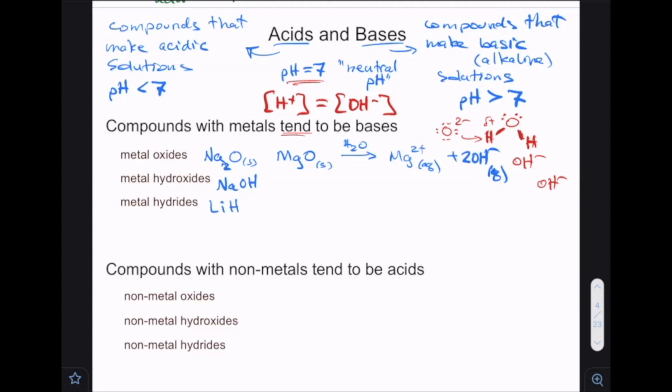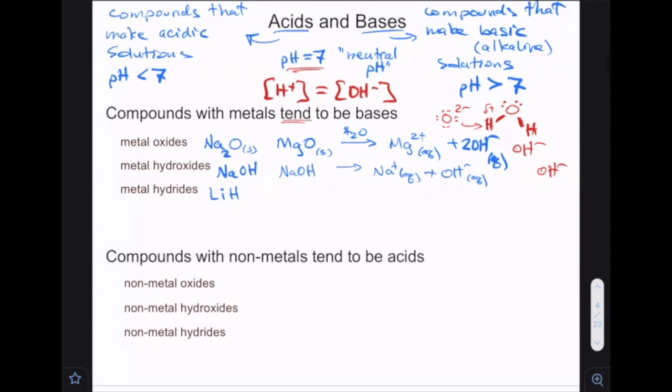Metal hydroxides do the same thing. That one's a little easier to describe. Sodium hydroxide, you put that in water and you get sodium ions in aqueous solution, and you get hydroxide ions in aqueous solution. So there you go. There are other compounds that don't have metals in them, non-metals. Those tend to be acids, like the non-metal oxides.